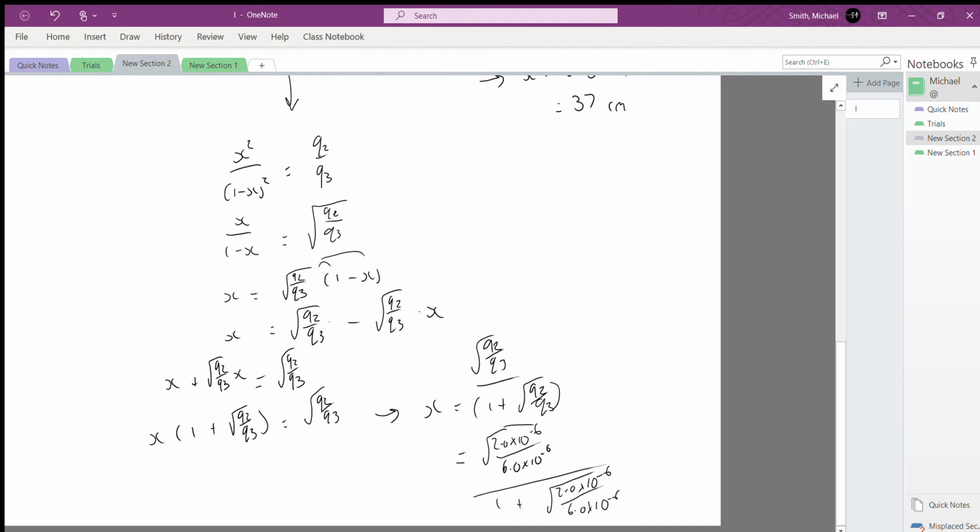And if we substitute that into our calculator, it's much easier if we just get rid of the scale factors here because they just cancel out with each other. And lo and behold, we get 0.37 meters or 37 centimeters.